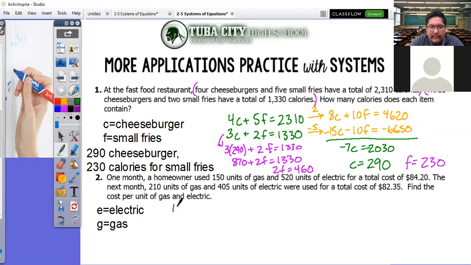All right, 150 gas and 520 electric cost $84.20. The next month, so now this is a new month, we have a separate bill, so 210 gas and 405 units of electric were a total cost of $82.35. And it just says find the unit of gas and electric. So it doesn't say anything like kilowatt hour or gallon of gas or anything like that. So now we're going to have to find a way to get this to work out.